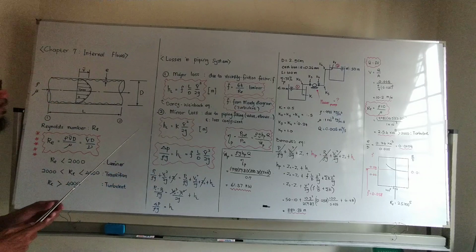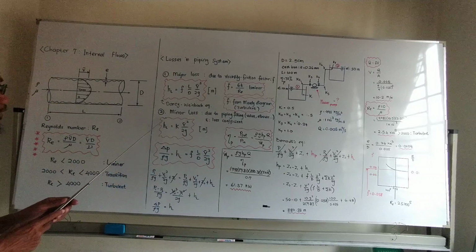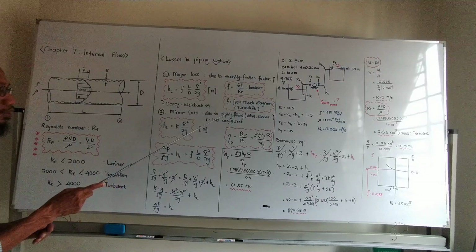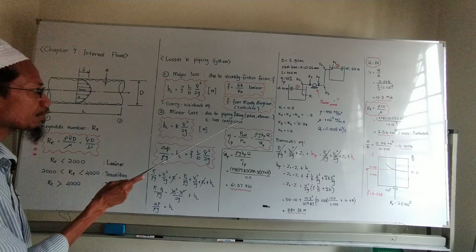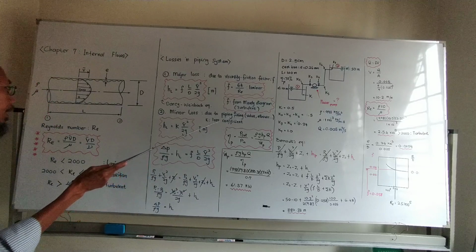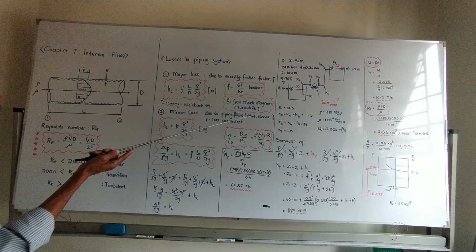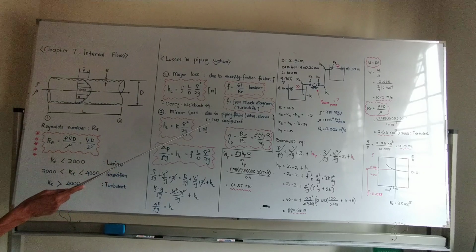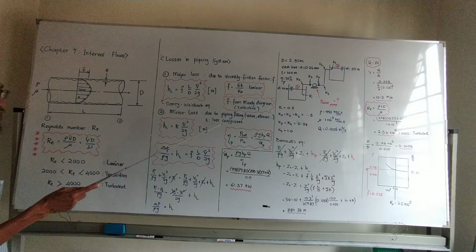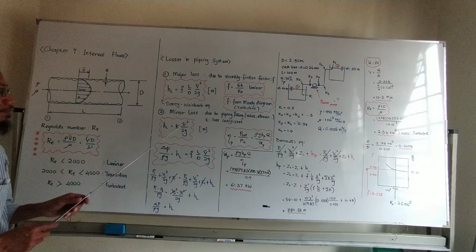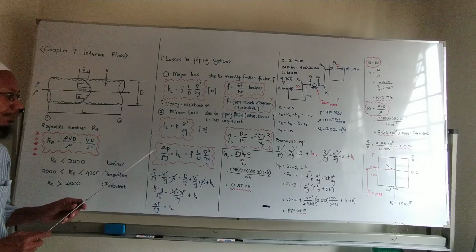The second loss we call minor loss, due to piping fittings or components, for example valve, elbow, T-joint, pipe entrance, pipe exit, and so on. We use the symbol K, the minor loss coefficient. So the head loss in the piping system, hL, equals K V squared over 2g.